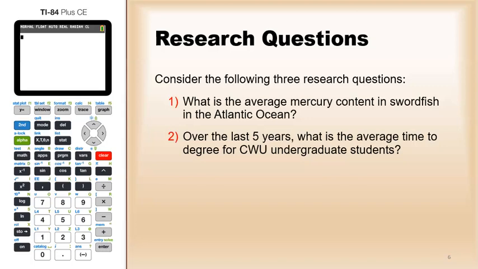Over the last 5 years, what is the average time to degree for Central Washington University undergraduate students? So here the population is the Central Washington undergraduate students. In the last 5 years, our parameter of interest is the average time to degree.